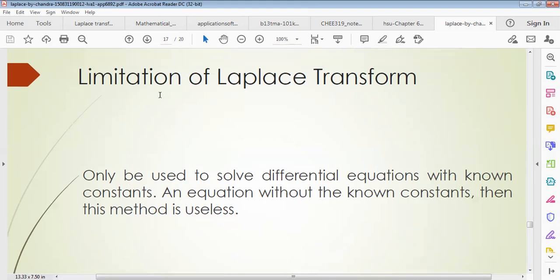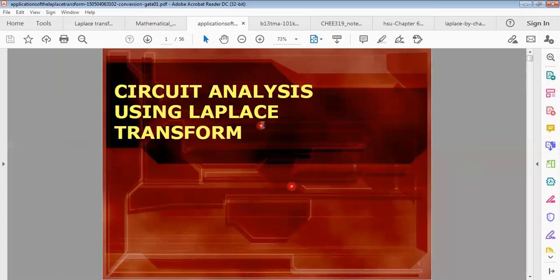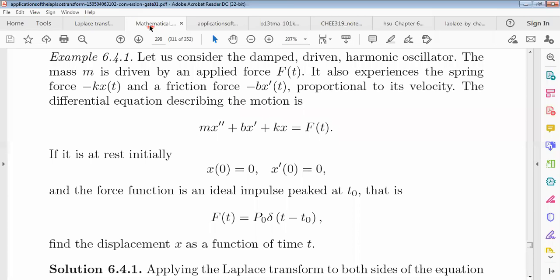Now today we'll try to solve some interesting engineering problems. Suppose circuit analysis using Laplace transform: how we can use this concept to solve a circuit problem by using Laplace transformation. And another one is to find out the damped motion of a driven harmonic oscillator, where we can also use this Laplace transformation later.